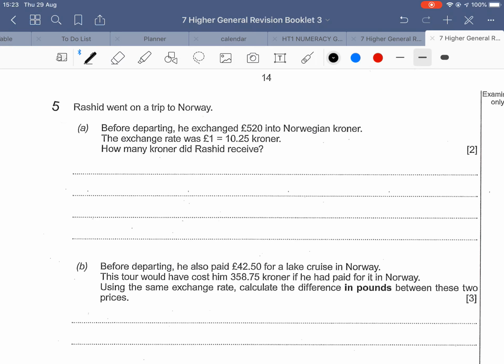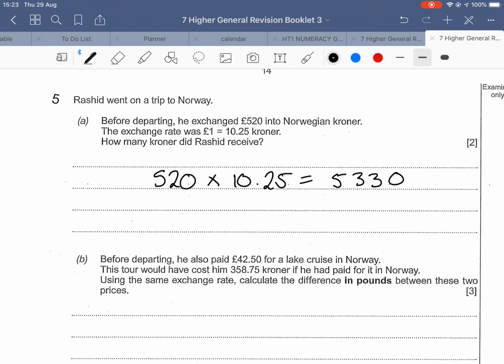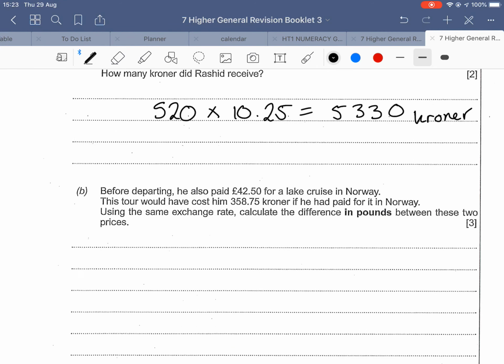Okay, so we go in pounds into a different currency. So I want to times. So I'm doing £520 and the exchange rate is 10.25. So that's all I need to do, which is 5, 3, 3. I can't quite tell if there's a dot on my calculator. Let me do it again. Okay, so 5,330 krona.